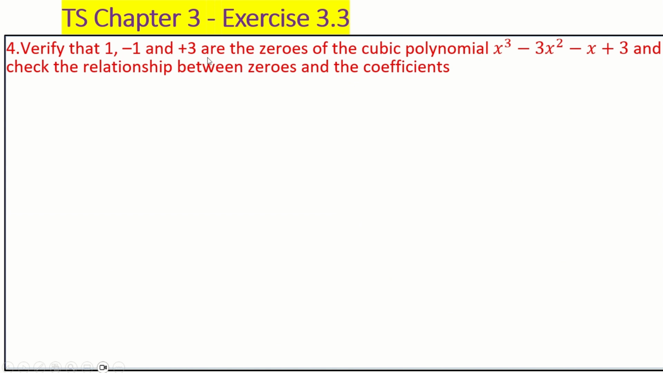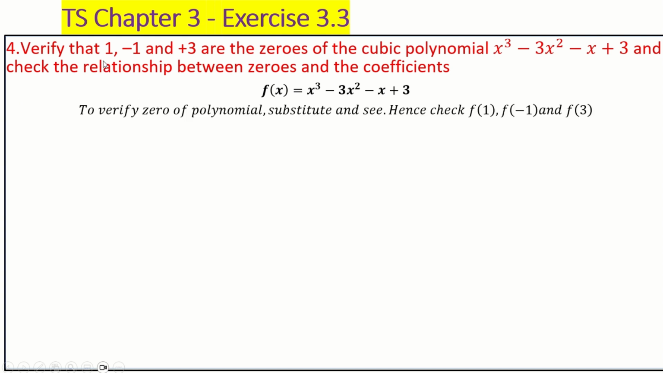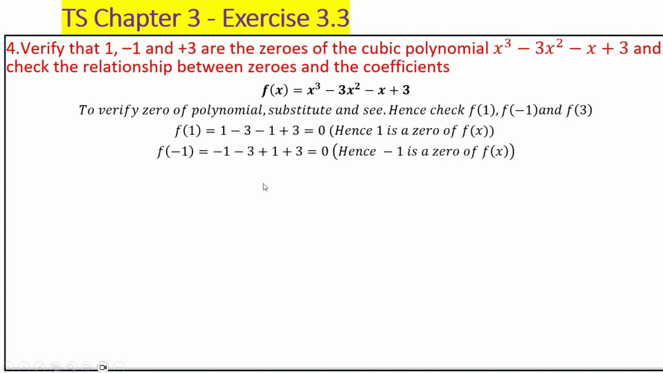Verify that 1, -1 and 3 are zeros of the cubic polynomial given here, and check the relationship between zeros and the coefficients. Okay, yeah, this looks simple. How do you verify normally? Substitute and see. So f of 1, f of -1, f of 3, these three values we will find out. So f of 1 is 0. Okay, hence it is a zero of f of x. f of -1 also 0. f of 3 also 0. Okay, so all three are zeros of the polynomial.